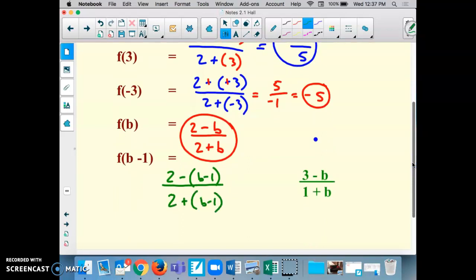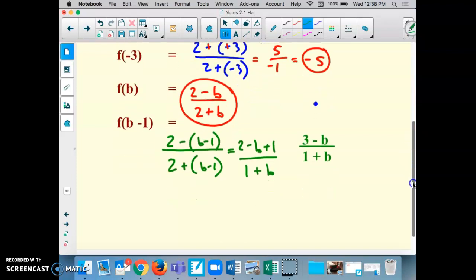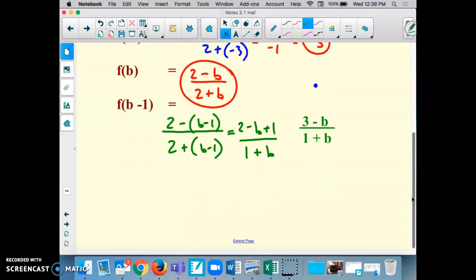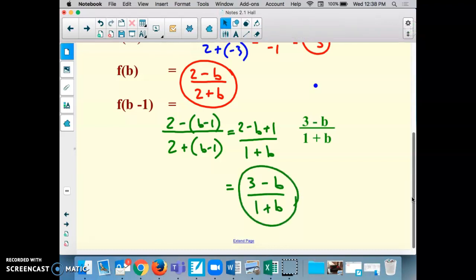Now let's clean it up. We know to distribute the negative. That'll be 2 minus b plus 1 over, I can add these up, 2 minus 1. 2 minus 1 is 1 plus b. So far, so good. The bottom is good. We still have to combine like terms on the top. We have 2 plus 1, which equals 3 minus b over 1 plus b. There you go. Looks like the answer is correct.